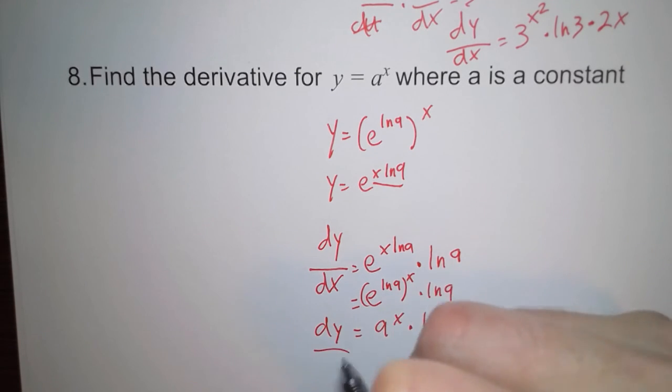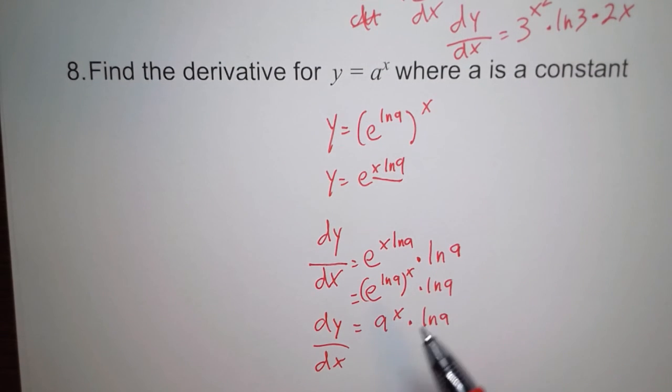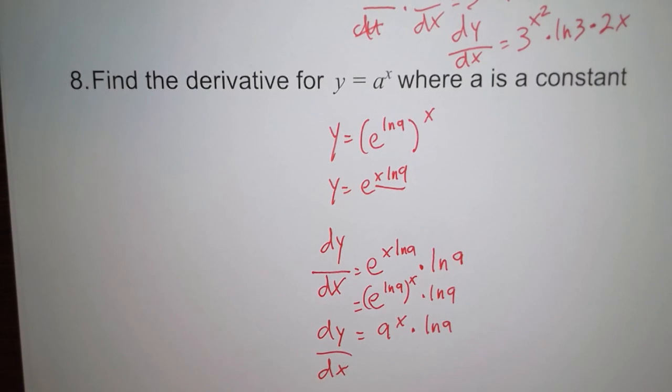And so that's the rule anytime we have a derivative that isn't e. It's similar, it's that base to the x power, but we also multiply on an ln of that base.